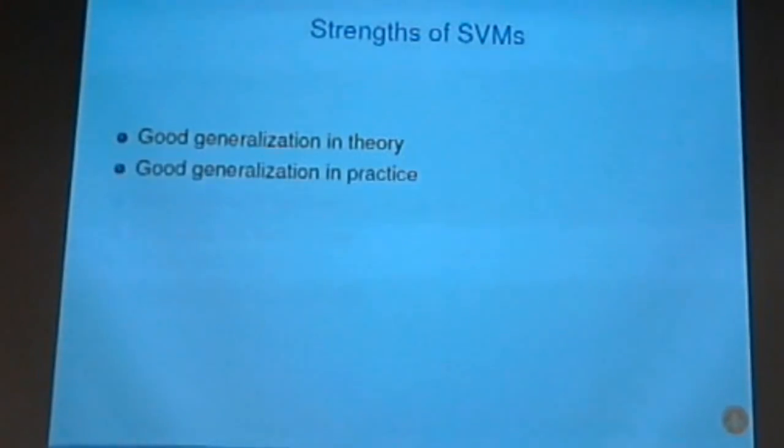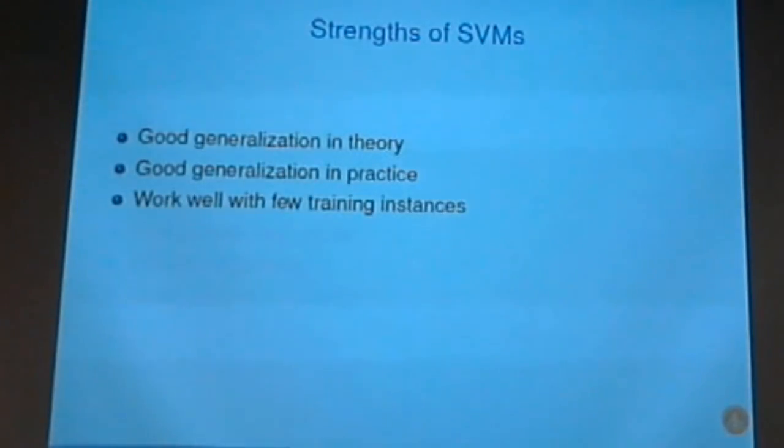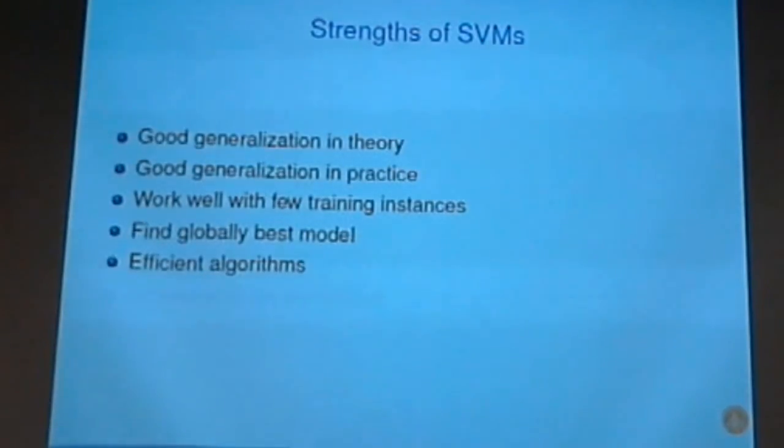This has good generalization in theory and in practice, and works well with a few training instances. It only depends on a few support vectors; it doesn't rely on the entire training set. You can find the global best model. It is an efficient algorithm because it's only done through a few vectors, not all. And it is amenable to the kernel trick, meaning jumping from linear to nonlinear. That's why it's called the kernel trick.